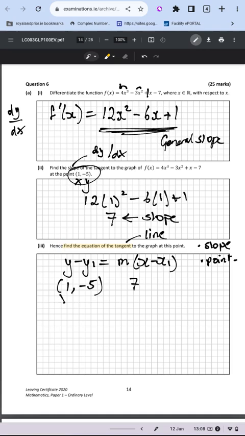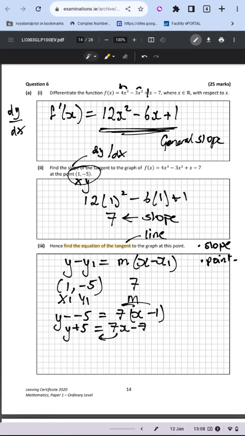My slope is 7. Label your point x1, y1, and your slope is m. So y minus 5 equals 7 times (x minus 1). 2 minuses make a plus. Multiply that bracket out and tidy it up whatever way you wish. I'm just going to bring everything over to the left. So minus 7x plus y plus 5 plus 7 is equal to 0. Tidy up my two numbers.